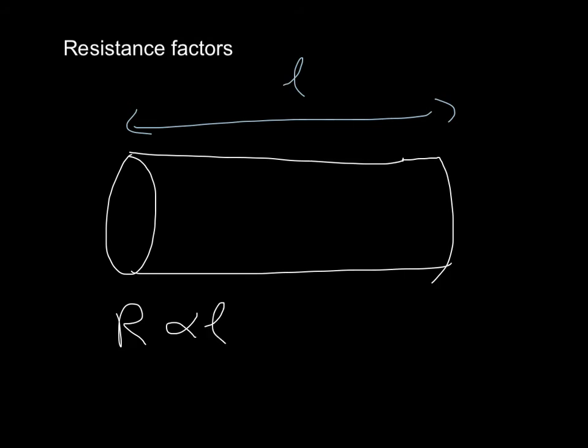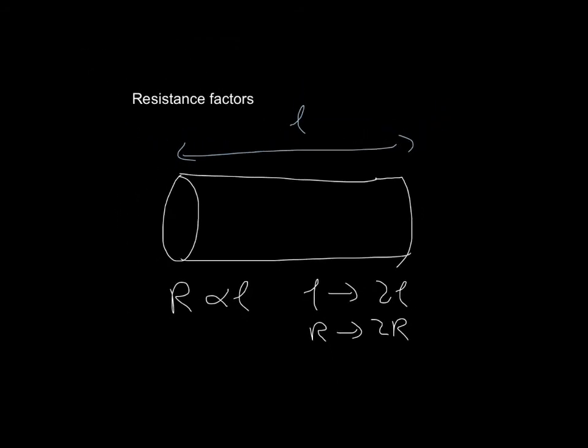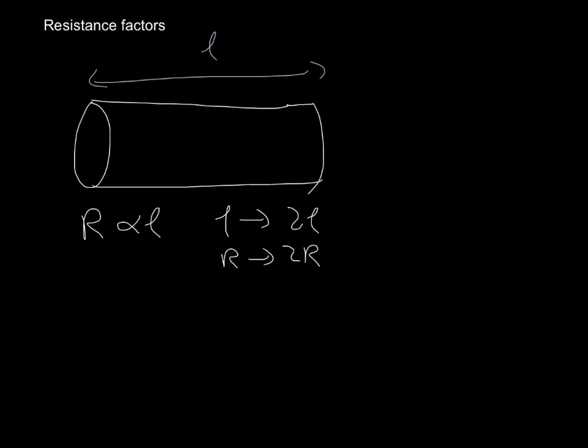What does that mean? Well, that if I double the length, so if I go from length to twice the length, then my resistance would also double. It also means that if instead I decrease the length, so I go from one length to, let's say, 1/3 of the length, then my resistance will also become 1/3 of what I had. And that's all there is to it.